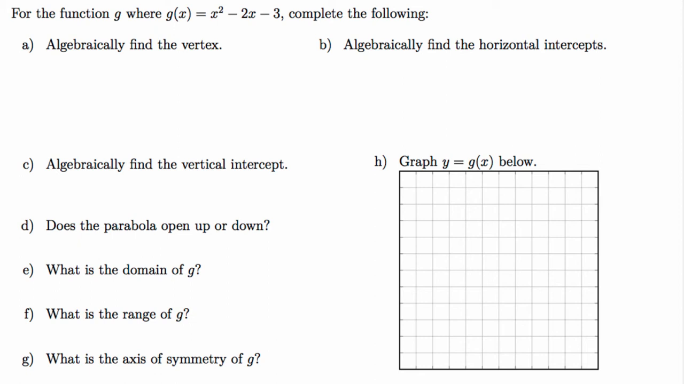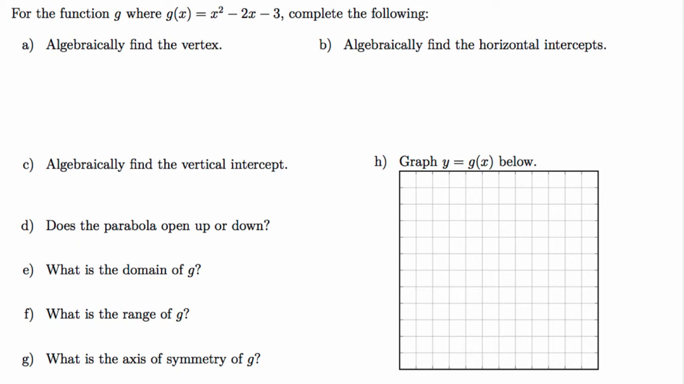So for the function g, where g of x equals x squared minus 2x minus 3, we're going to complete each of the following one at a time. In part A, we need to algebraically find the vertex. To find the vertex, we first need to find the x-coordinate of the vertex. To find the x-coordinate, we use the formula x equals the opposite of b over 2a.